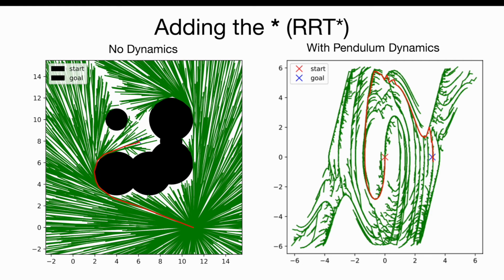RRT star is a modified RRT that progressively refines the tree to find the lowest cost solution to any given point. Results here show RRT star applied to both the 2D setting with obstacles as well as the dynamically constrained pendulum swing-up problem.